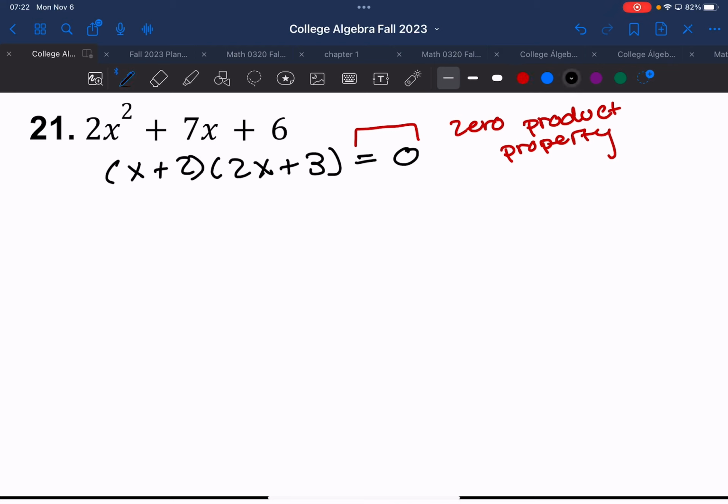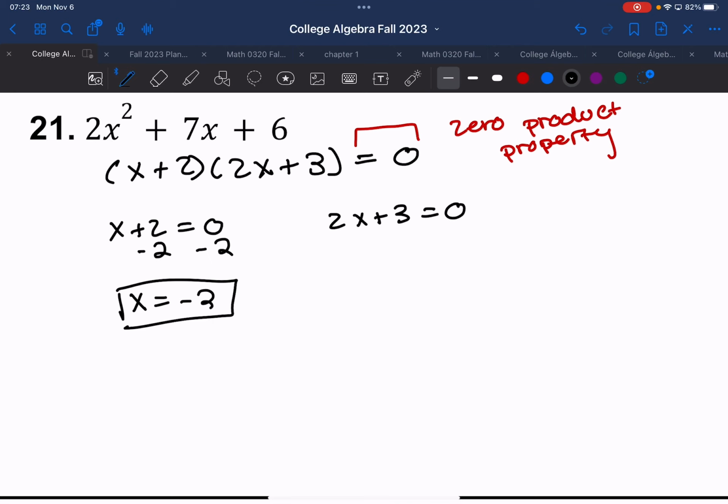And what that tells us is that if this whole thing is equal to 0, that means each part is also equal to 0. So we would write x plus 2 equals 0 and 2x plus 3 equals 0. All I did is take each parenthesis and set it equal to 0. The reason I do that is because I want to solve for x. So in the first one, x plus 2 equals 0, what would we have to do to get x by itself? Subtract 2. So we have x is equal to negative 2. That's our first answer.